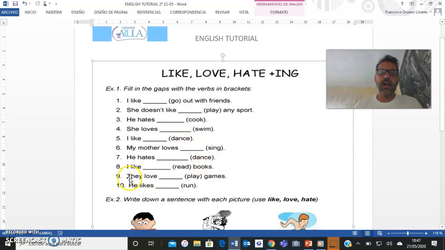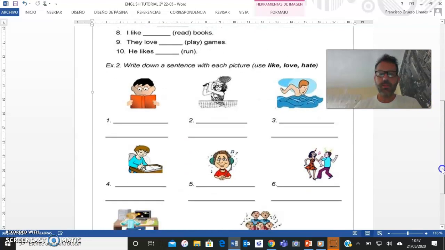I like reading. Reading. Very good. Only one D. Even though it sounds like I put two Ds, there's only one D. Reading. Like singing. It's just because I'm pronouncing so slowly that it sounds like there are two consonants, but there aren't. They love playing games, and he likes running. Running. So just fill the gaps with those verbs and ing.